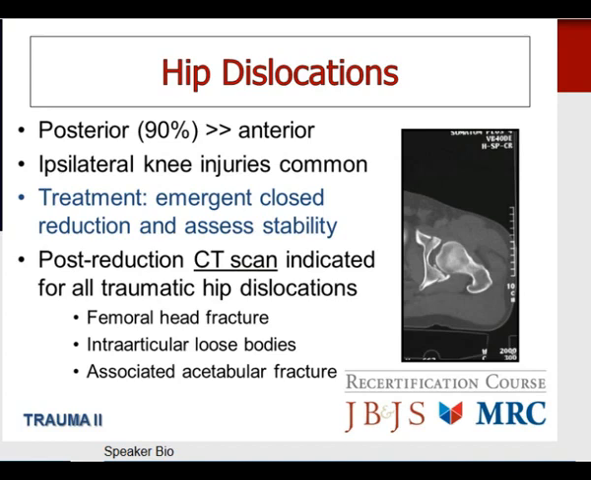Moving on to hip dislocations, posterior dislocations are much more common than anterior because of the mechanism of injury. Ipsilateral injuries to the knee are quite common in association with hip dislocations. The treatment of a hip dislocation is an emergent closed reduction and then a clinical assessment of the stability of the hip post-reduction. Also, a post-reduction CT scan is indicated for all traumatic hip dislocations to look for the following intracapsular injuries: the presence of a femoral head fracture, possible intra-articular loose bodies which could lead to a non-congruent reduction, as well as the possibility of an associated acetabular fracture.